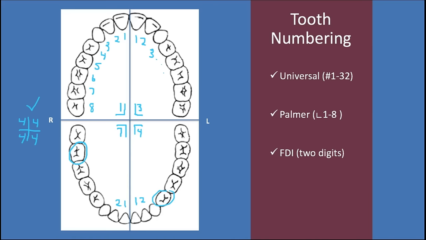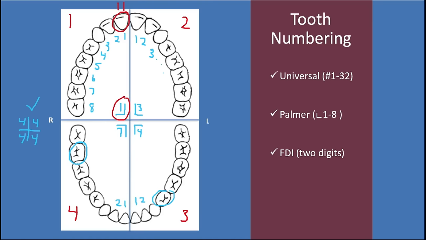The first digit tells you the quadrant that you're in. The upper right is quadrant number 1, upper left is quadrant number 2, lower left is quadrant number 3, and lower right is quadrant number 4. Now the second digit is the exact same as the Palmer notation, 1 through 8, 1 being central incisor, 8 being third molar. So now instead of using the symbols here, we just use a number. So for the upper right central incisor, we would call this tooth number 11. The first one for the quadrant, the second one for the number.